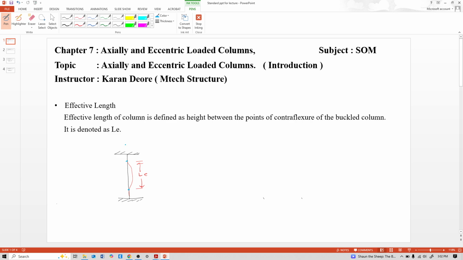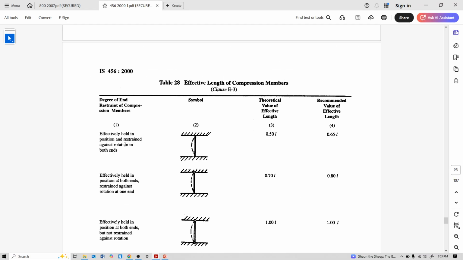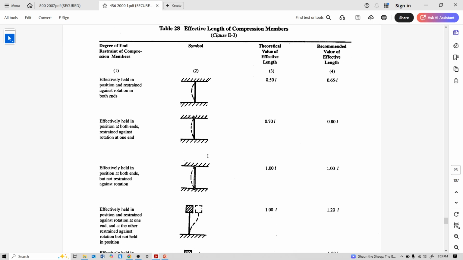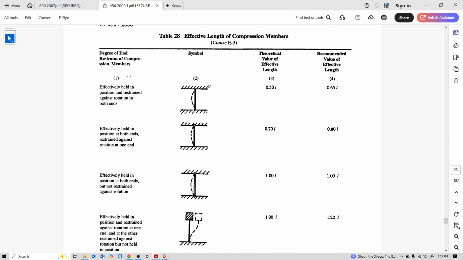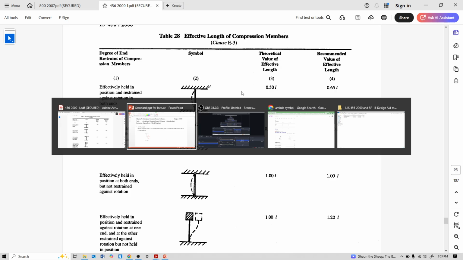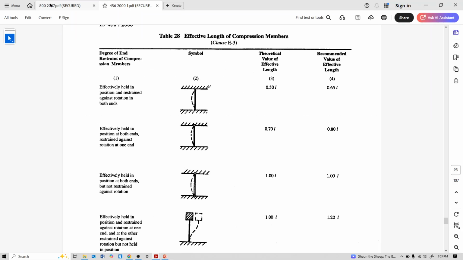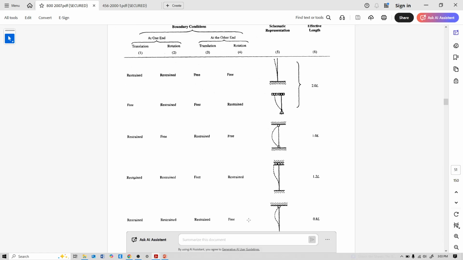And see, this effective length depends upon the height and the support condition of the column. See IS 456, there are different effective lengths for different support conditions. This is the degree of end restraint of the compression member, that means it is fixed, effectively held in position and restrained against rotation at both ends. The theoretical value of effective length is 0.5 L and the recommended value is 0.65 L. This is IS 456, and in IS 800 this is shown as fixed.